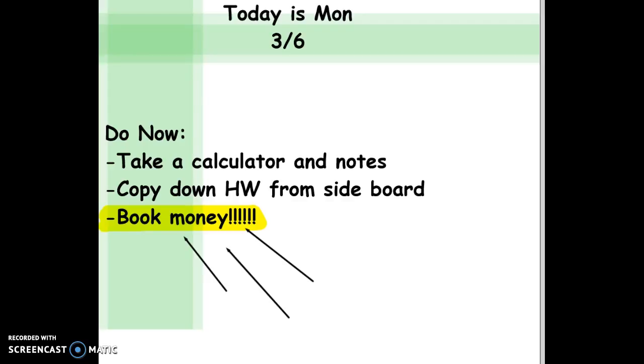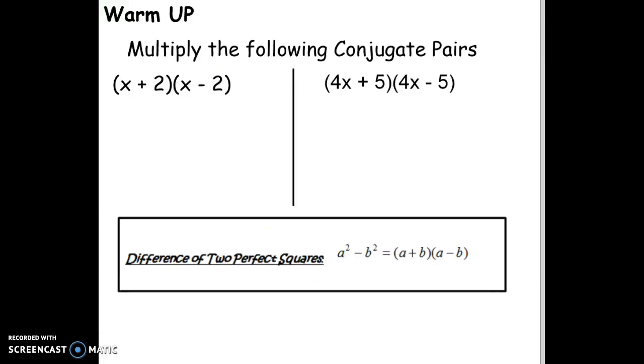So we're going to continue our journey with factoring. All right, so what I want you to work on first is to multiply the following conjugate pairs. So if you notice, this was one of our special products, the product of sum and difference. So when you have x plus 2 times x minus 2, if you remember what we end up getting, so you should be doing this with me as I do this on the board.